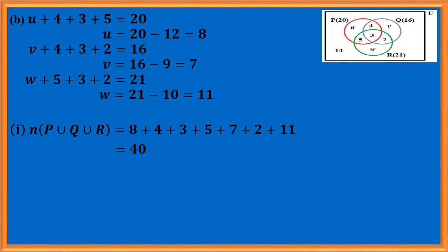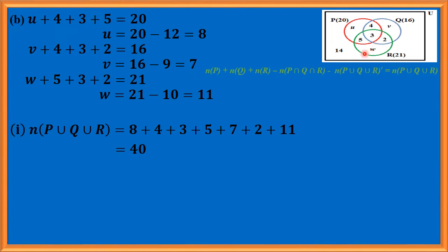If number of P union Q union R is equal to 40, now to get this particular 14, we know that when you have a Venn diagram, when you add everything within the rectangle and the circles, you should get the union. So that means number of P here plus number of Q plus number of R. Then we subtract the intersection of the 3 here.